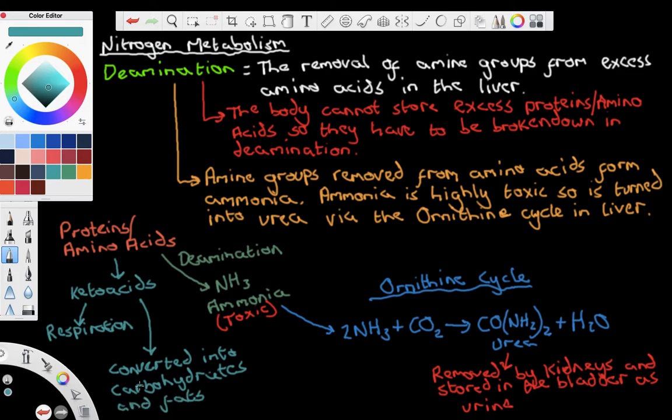Now, when we make glucose and carbohydrates from another form of molecule other than carbohydrates, this is known as gluconeogenesis, which we've spoken about before. Gluconeogenesis.